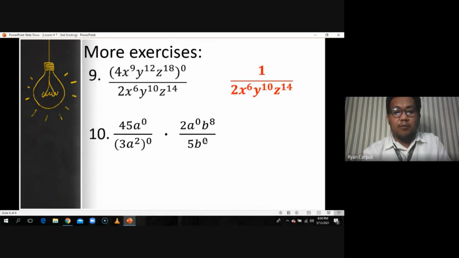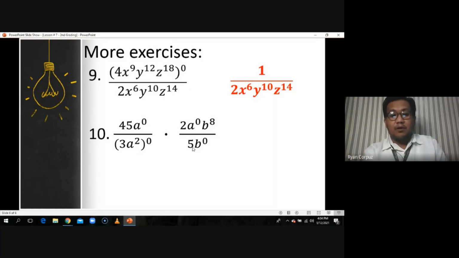Then, on the denominator part, same thing. Only the b was raised to 0. So that 5 will be left there. When we simplify that, we do have 45 times 2. That would be 90b raised to 8 over 5 na lang.